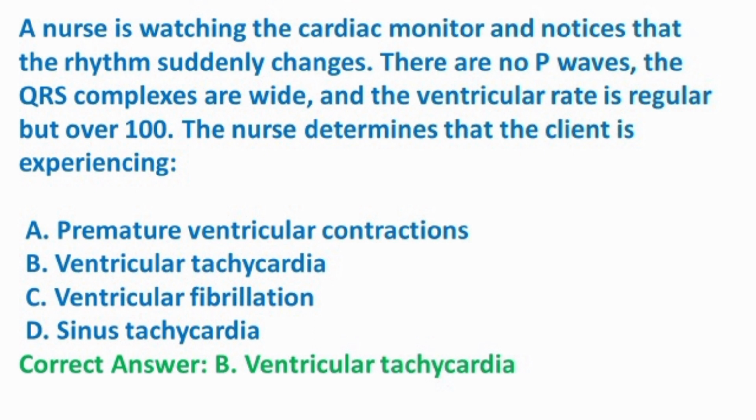The first question is, a nurse is watching the cardiac monitor and notices that the rhythm suddenly changes. There are no P waves, the QRS complexes are wide, and the ventricular rate is regular but over 100. The nurse determines the client is experiencing: premature ventricular contractions, ventricular tachycardia, ventricular fibrillation, or sinus tachycardia. The answer is ventricular tachycardia. So the patient will have ventricular tachycardia when there is an absence of P waves and the QRS complexes are wide.